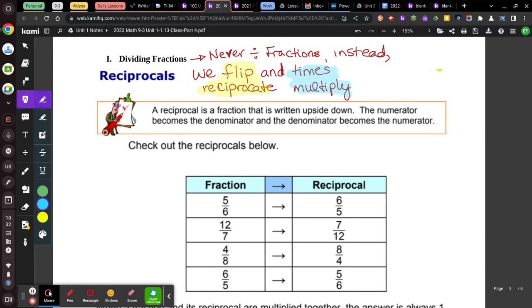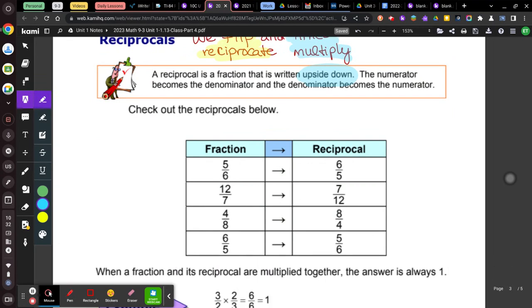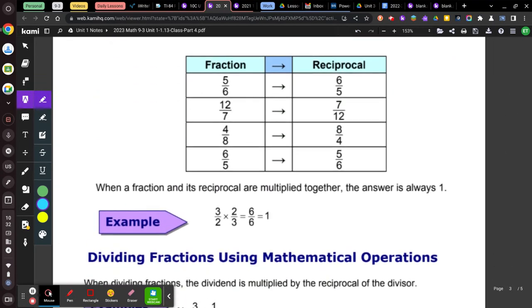Okay, so it says a reciprocal is a fraction that is written upside down. So it has flipped upside down. It says the numerator becomes the bottom and the bottom becomes the top. So here are reciprocals. All I've done, if I want to create a reciprocal, is I've flipped the top and bottom. Okay, they have turned upside down, and that's what they become, their reciprocal.